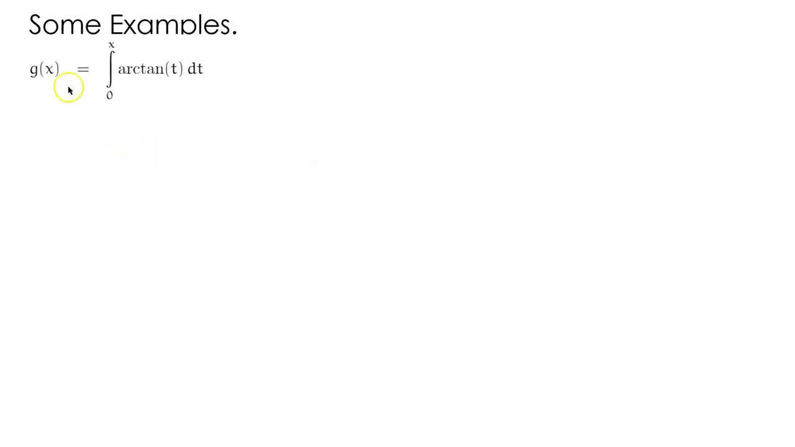So let's say I have g of x equals the integral from 0 to x of arctan of t dt, and I'm going to take the derivative of that. The derivative is arctan of x. All I have to do is take this arctan and replace the t with an x, as long as I'm going from a number to x. That's important.